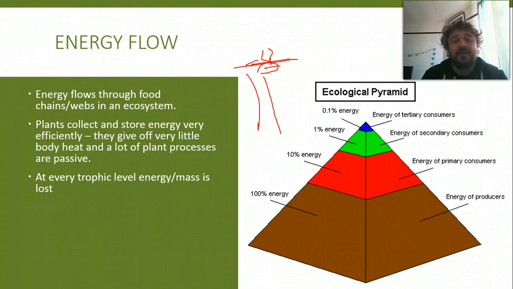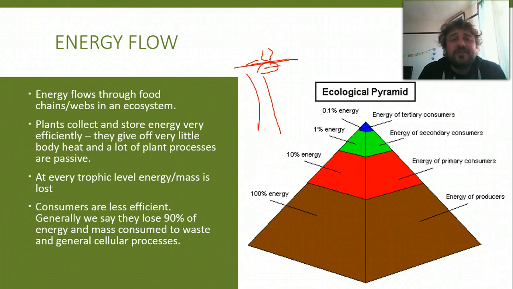At every trophic level, energy or mass is lost. Consumers are much less efficient than producers. We tend to say they lose about 90% of the energy and mass at each level. Now, every single food chain is different, actually every single organism's trophic level is different, but we can generalize it to 10%.